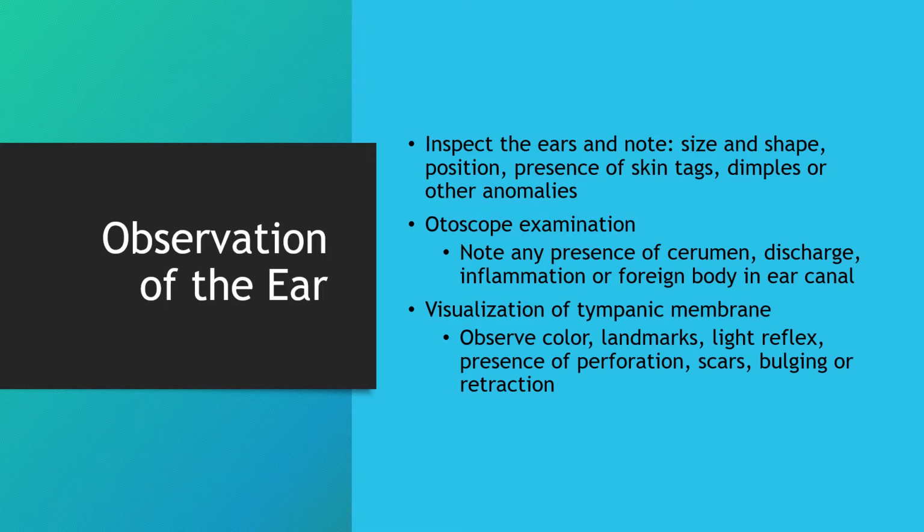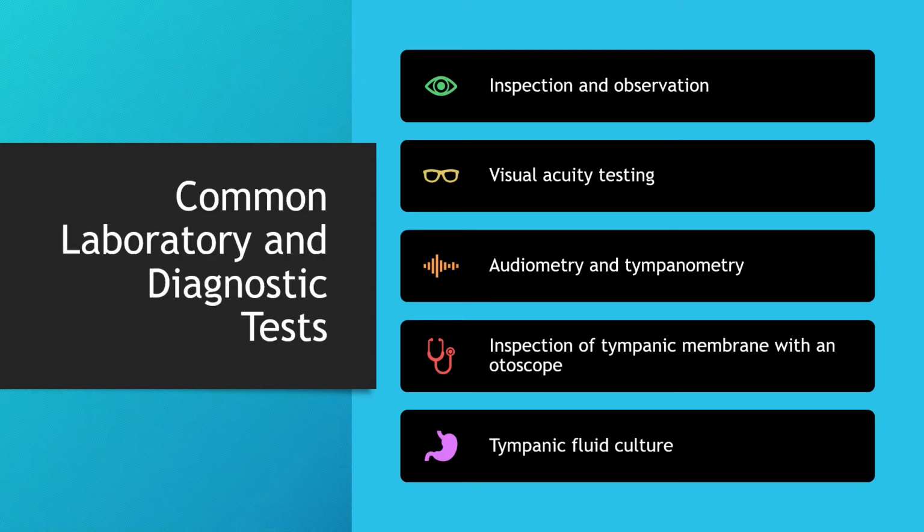When we visualize that tympanic membrane, we're looking for that color. It's usually kind of that gray, opaque color. We're looking at landmarks, light reflex, the presence of any perforation, scars, bulging, or retraction.